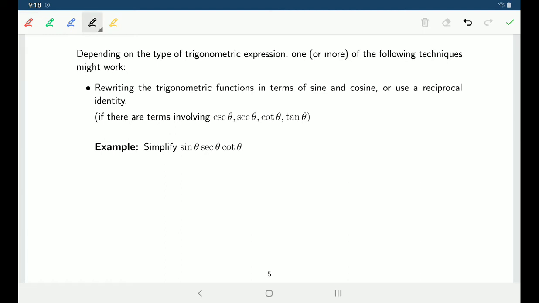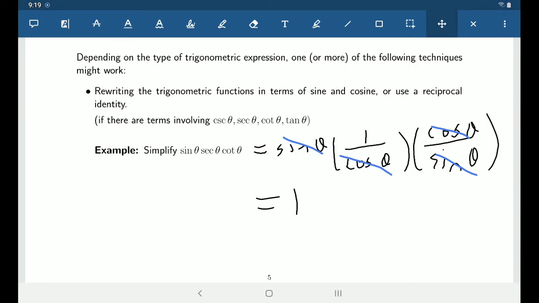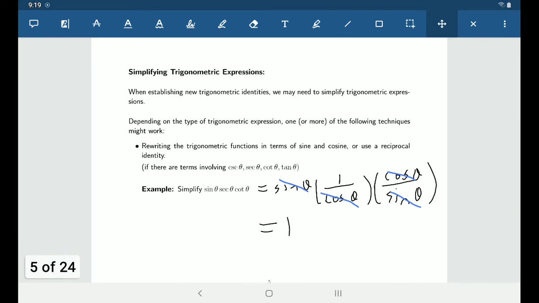I've got sine times secant times cotangent, and secant I can rewrite as 1 over cosine, and cotangent, that is cosine theta over sine theta. There we go. And at that point, things are pretty much finished because I can see that the cosine and the cosine will cancel, and the sine will cancel. So really, I'll just be left with 1. So actually, the expression that we started with, sine times secant times cotangent, it simplifies to just be equal to 1.